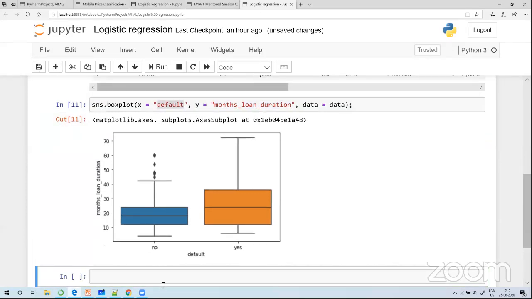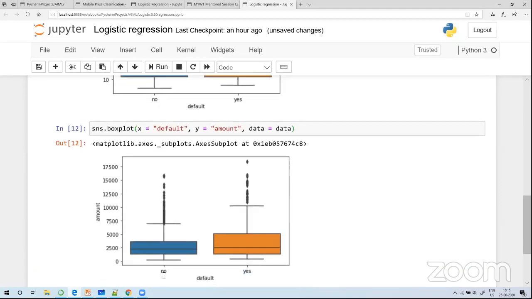Similarly, let me do it for another column and I will leave the inference to you. Whatever you understand from it, it is up to you. So default, comma, y is equal to amount, loan amount. Do you think loan amount will also have impact on whether a person defaults or not? Of course it does. But let's check it out. We can only guess. It may be true or it may not be true. So you have to verify that from the data. Now look at the median of loan amount for non-defaulters.